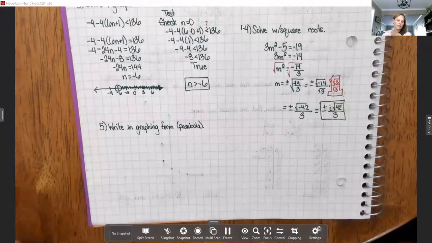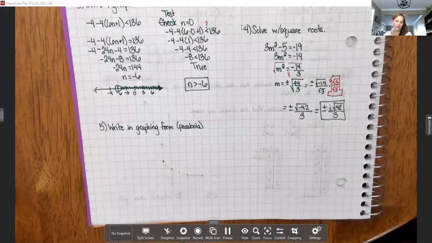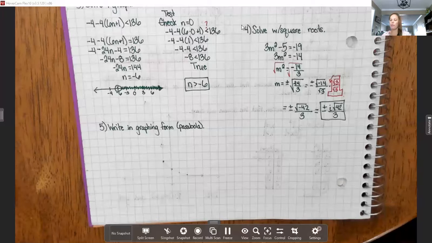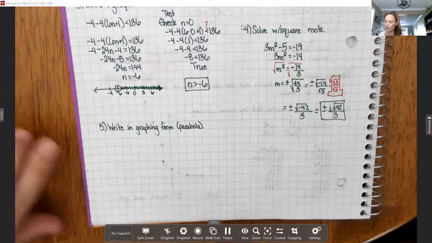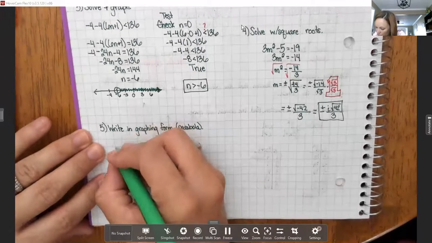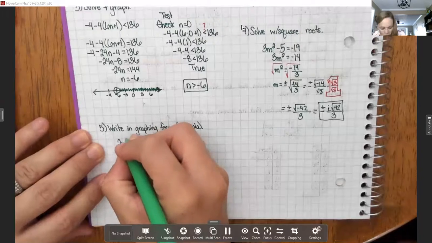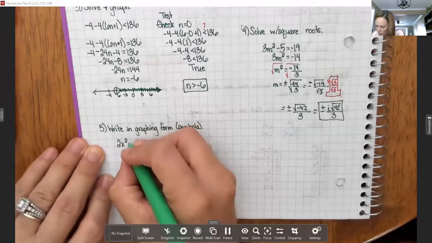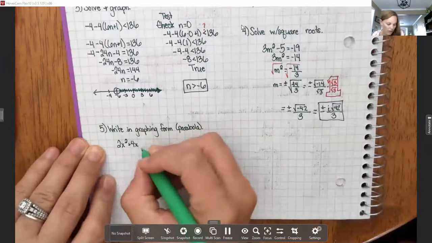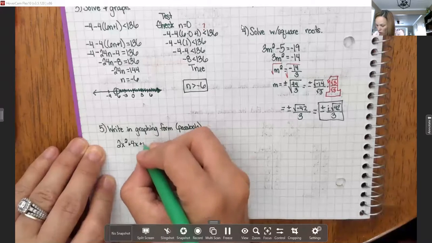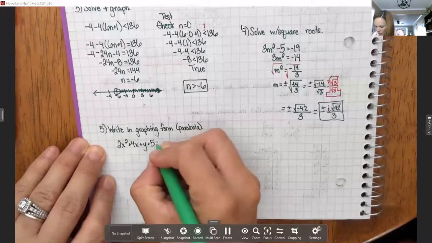So here it says use the information provided to write the vertex or graphing form equation of the parabola. So it tells us it's a parabola. The equation is 2x squared plus 4x plus y plus 5 equals 0.